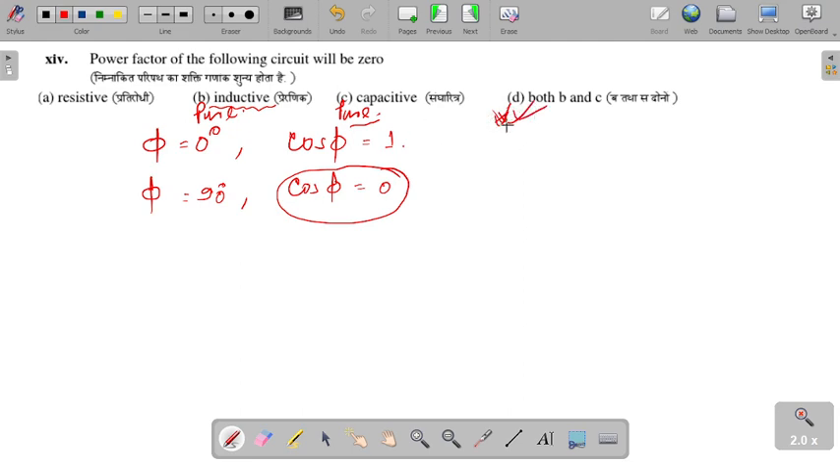Most appropriate answer for this question is both B and C, that is inductive and capacitive circuit. In case of pure inductive and pure capacitive, power factor angle is 90 degree. In case of pure inductive circuit, the current lags behind the applied voltage by an angle 90 degree, and in case of pure capacitive circuit, the current leads the applied voltage by an angle 90 degree. So we can say the power factor of pure inductive and pure capacitive is zero in this case, okay. So both B and C will be the right answer for this question.